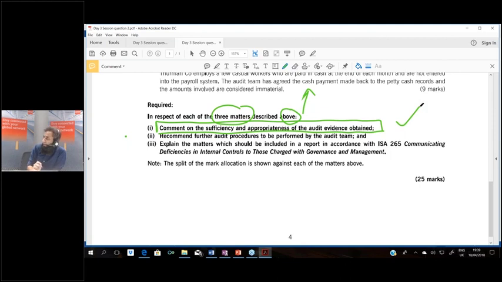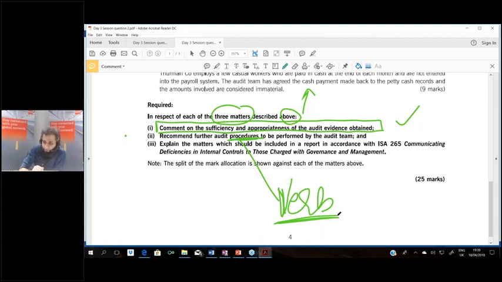Second, in this question, the examiner is asking you some more things. He's saying comment on the matters, comment on the sufficiency and appropriateness of the evidence, and then he's saying recommend procedures to be performed by the audit team. So he's not asking for evidence, right? He's asking for procedures. And what are procedures? Procedures have to start with a verb. I just illustrated that at the beginning of the session today.